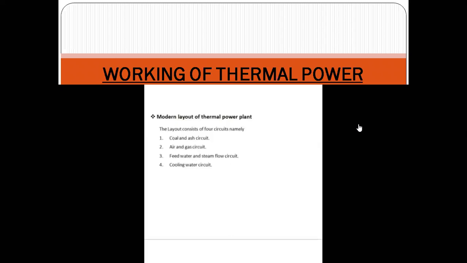So as you know, modern thermal power plants mainly consist of four circuits. We can say the whole power plant is divided into four circuits: one is the coal and ash circuit, second the air and gas circuit, then the feed water and steam flow circuit, and the cooling water circuit. Now we can study these circuits with the help of a figure, and understand the modern layout of the thermal power plant.